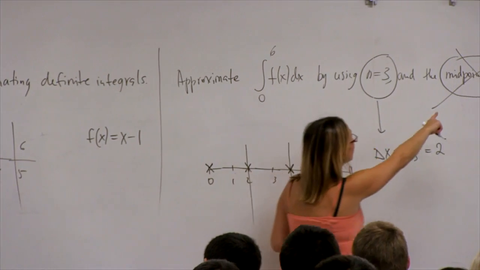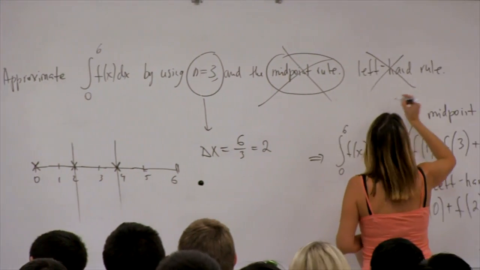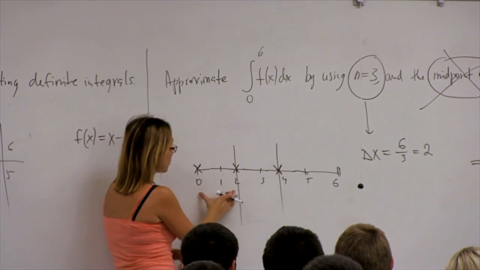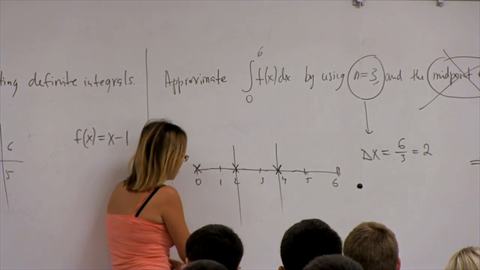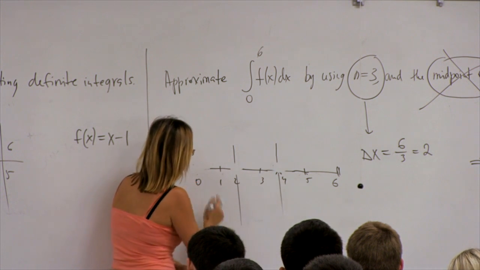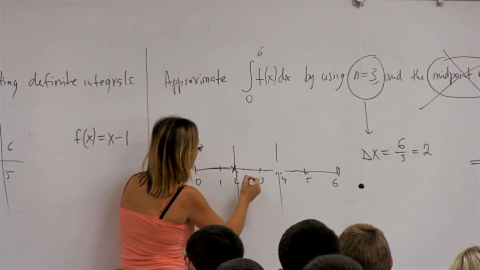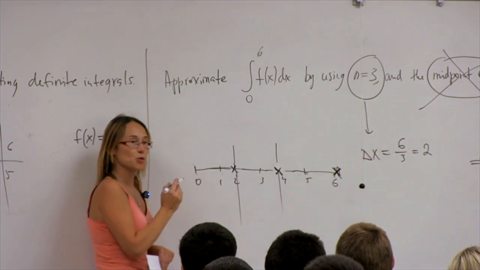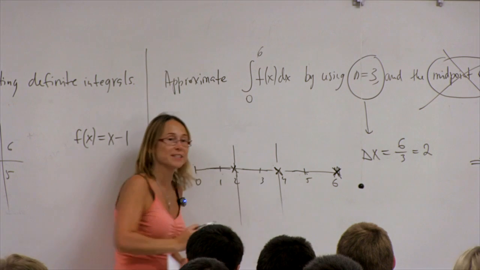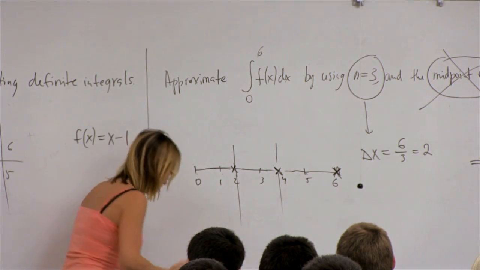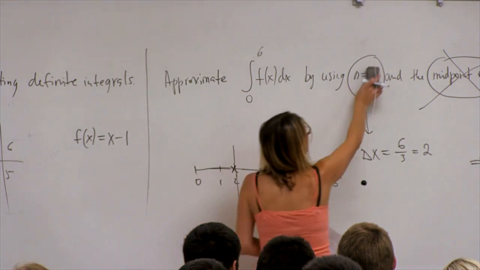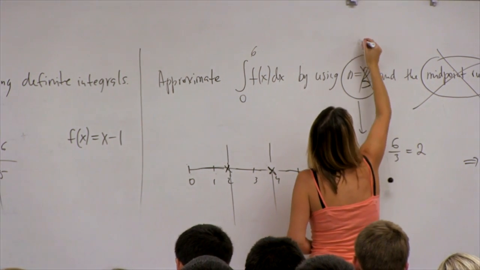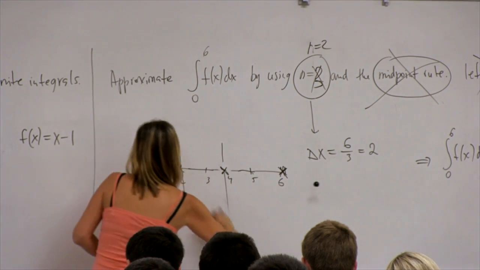If it wasn't the left-hand rule, but the right-hand rule, what would change? Again, the points would change. For the first interval, I would use this point. For the second interval, I would use this point. For the last interval, I would use this point. So I would have f of 2, f of 4, and f of 6. Let's change something else. Let's change n. Let's suppose that I have n equals 2. So not n equals 3, but n equals 2. I would have to start over.